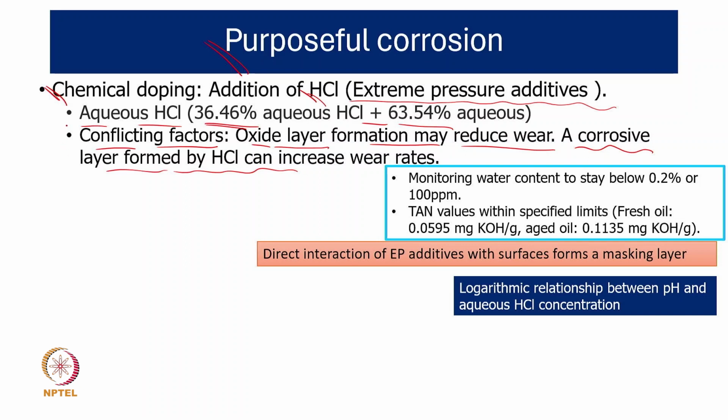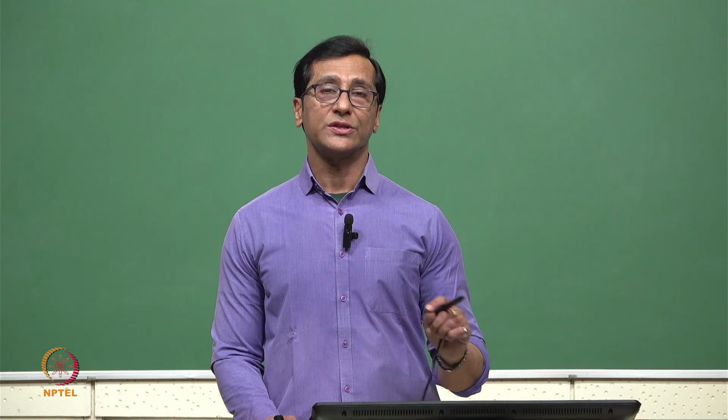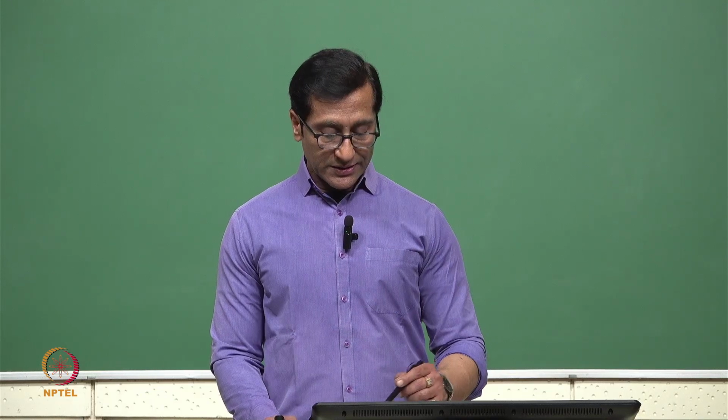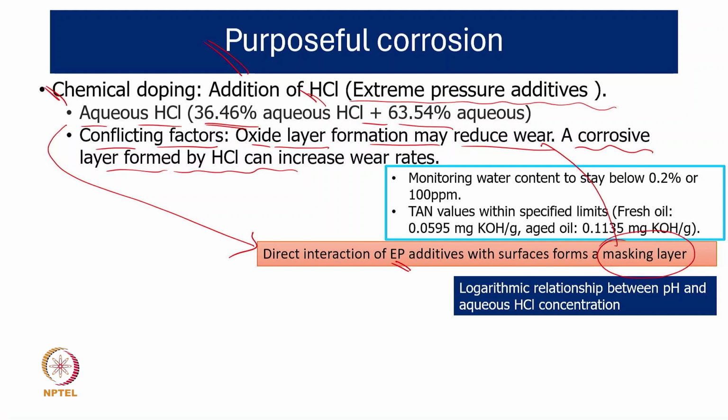Now why and from where did we get this idea? We know very well that EP additives, extreme pressure additives, try to make a masking layer. They make a very thin layer on a surface, so that excessive load can be prevented. And the same thing is being done by the HCl. We are able to really go ahead with extreme pressure conditions.